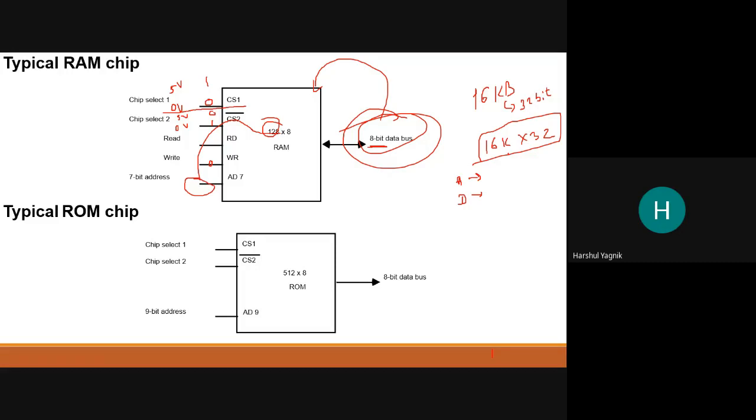Everyone write in the chat box. You have 16K number of 32 bit registers, meaning one register can store 32 bits. So for such a memory, what will be the length of the address bus and what will be the length of the data bus? All students have to write the answer.